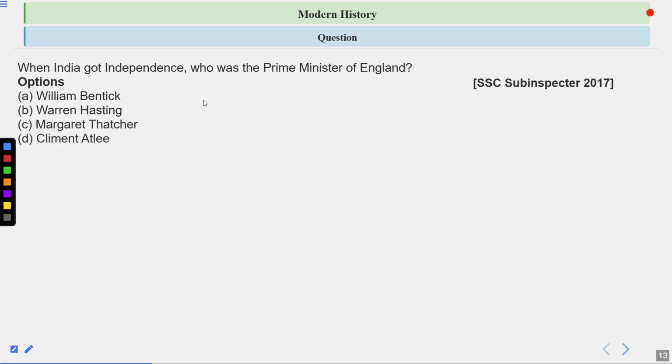The next question is, when India got independence, who was the Prime Minister of England? Options are William Bentinck, Warren Hastings, Margaret Thatcher, Clement Attlee. To answer, 10 seconds are there. Time starts now.